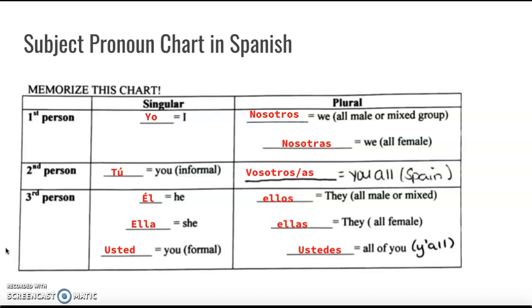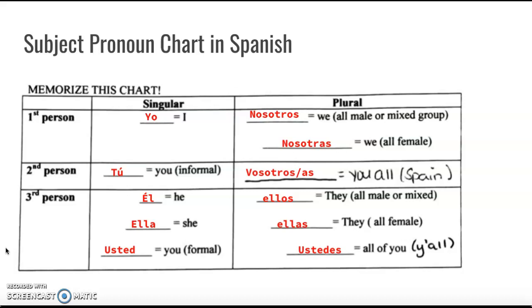If we wanted to say you all, there are two different ways to say it. In Spain, they say vosotros or vosotras. Again, this is only used in Spain. We also have they, so a group of males or a group of males and females is ellos. They, as in all females, is ellas. And you all is ustedes.